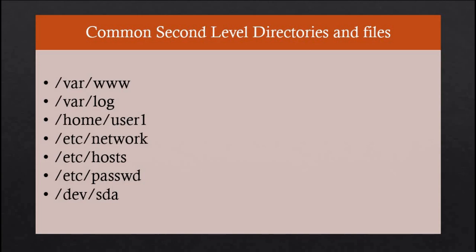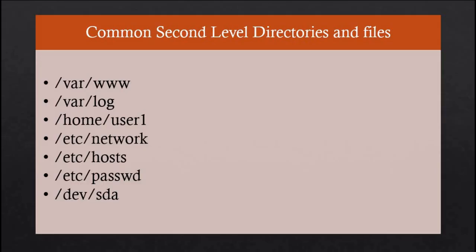/home/user1. This would be a user folder if you had a user by that name. If you have multiple users on your system, each of them will have a folder here. These are all examples of second level directories. This helps illustrate how things are laid out in Linux. You start with the root, slash, followed by a first level directory like etc, home, or var, and then a second level directory like network or www.